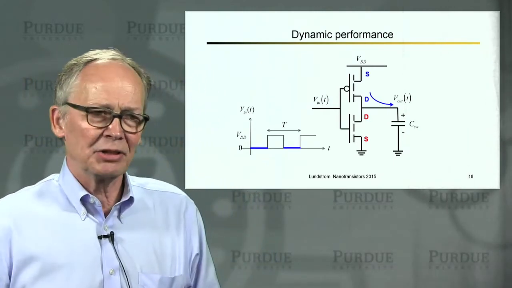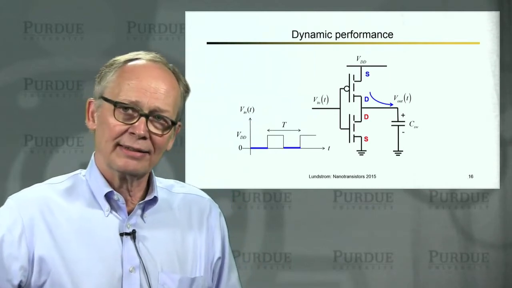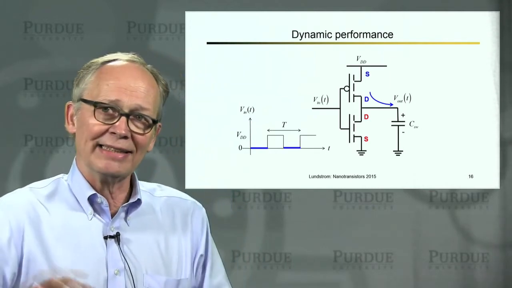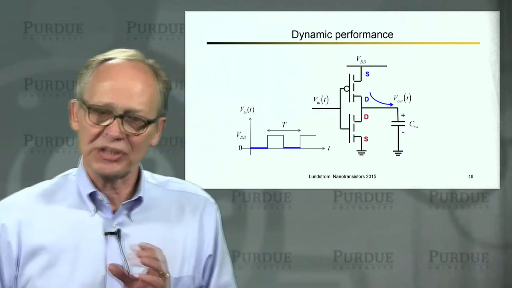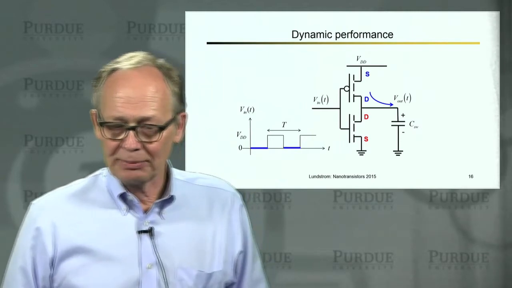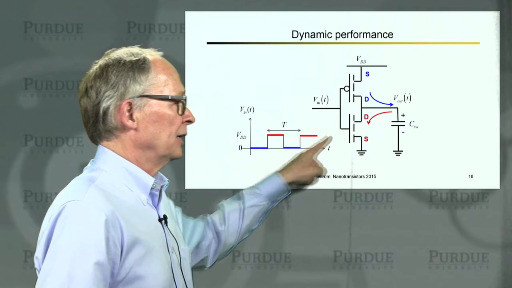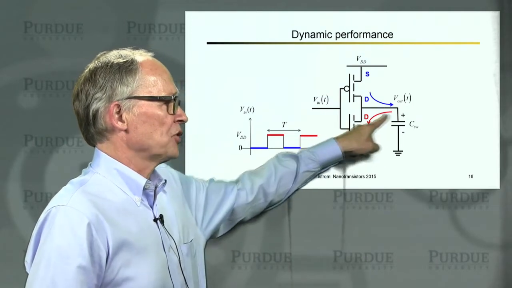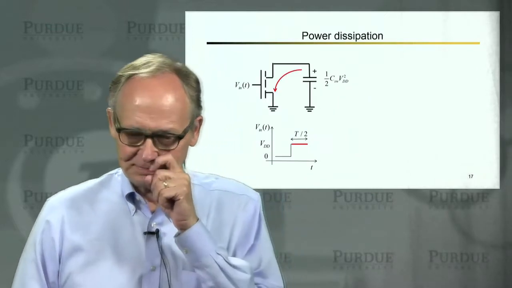Now this capacitor represents everything that this inverter is hooked to. The wires that connect it to other parts of the circuit, the other gates that it's connected to, we lump all of those together into an effective switching capacitance, CSW. Now when the input signal is high, then the NMOS turns on, and that charge that was stored there is dumped to ground, and we go back to 0.